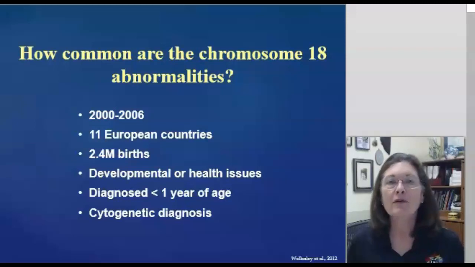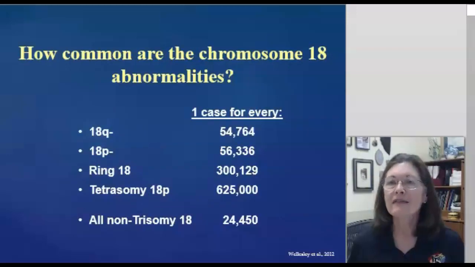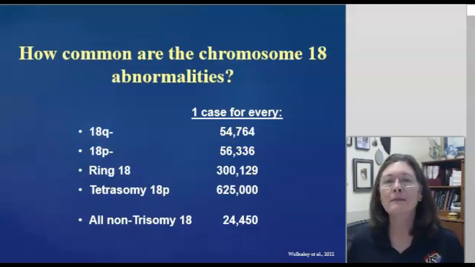And the authors in this paper did not specifically talk about chromosome 18 abnormalities, but the lead author was kind enough to go back and look at her data and answer the question for us. And in that, we learned that the frequency of 18q deletions is about one baby out of every 54,000. Deletions of 18p are 1 in about 56,000. Ring 18 is much more rare, being 1 in about 300,000.